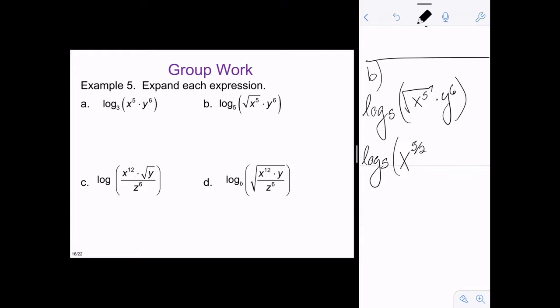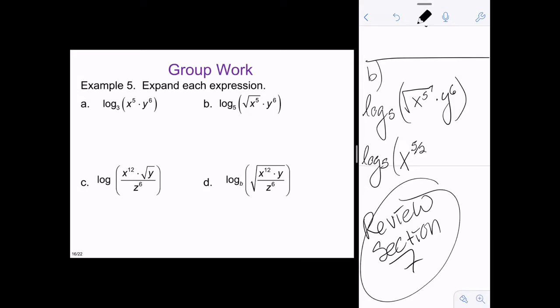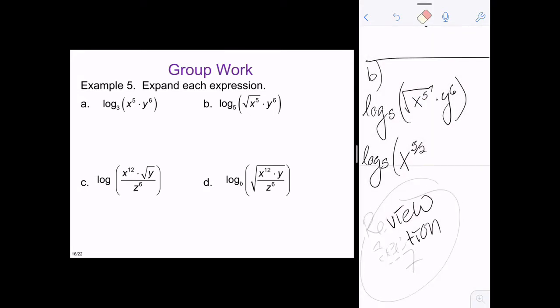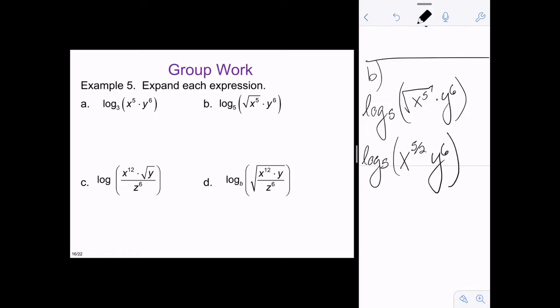And if your brain just went, what? Go review section 7, because that's where our power rules were. Go review your power rules. They're important. They're really going to help you out. I can't emphasize it enough. Do you want me to say it again? Go review your power rules. All right, times y to the 6.